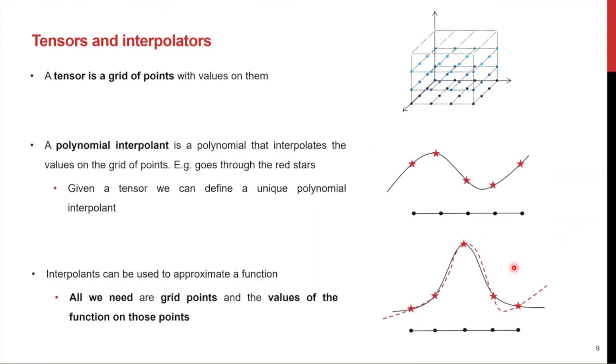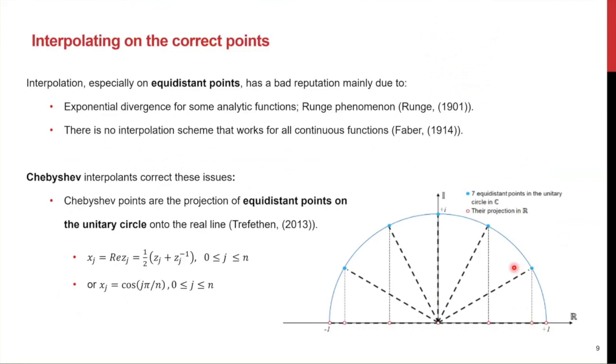Now, the idea is that as you refine the grid of points, you get a sequence of polynomials. And the question is, can we use these polynomials in order to get closer and closer to the function? Unfortunately, everything is not as simple as it sounds, as tends to often be the case in mathematics.